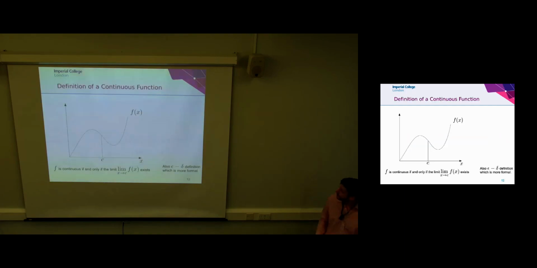Yeah, fantastic. Okay, so definition of a continuous function. If you go to a textbook on analysis, the fundamental underlying mathematical definition of what is a continuous function, here f of x, is this. What they'll say is that f is continuous if and only if you have this limiting case existing. That is, as x tends to c, f of x tends to f of c.